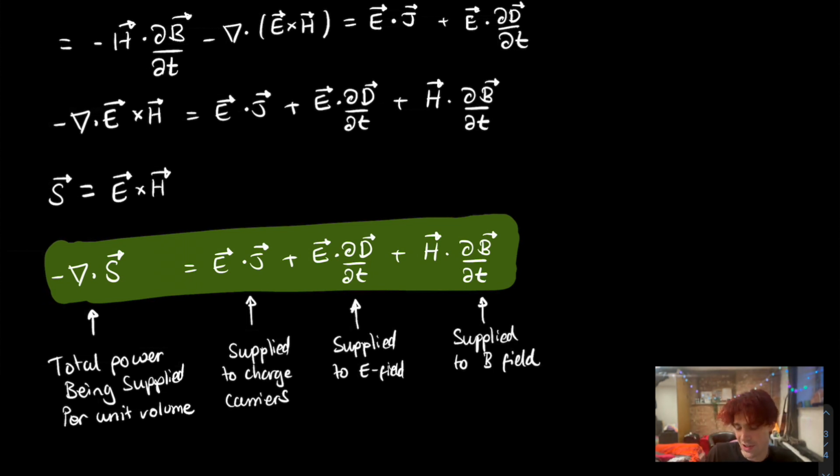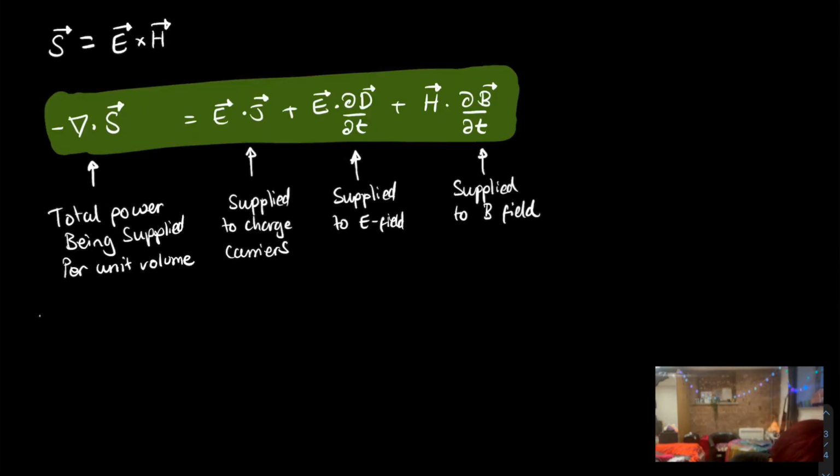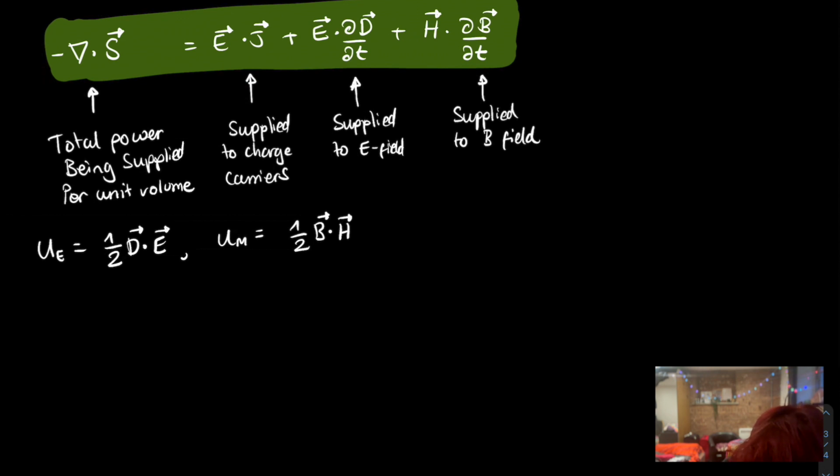And so we have an equation which is essentially telling us where a certain amount of energy is going, how it's being distributed to the various different fields if we have both an electric field and a magnetic field. And so, like I said, we can use that the electric energy density is equal to 1/2 D dot E, and the magnetic energy density is equal to 1/2 B dot H. And so we can add these two terms together to get the total energy density as being equal to 1/2 times D dot E plus B dot H.